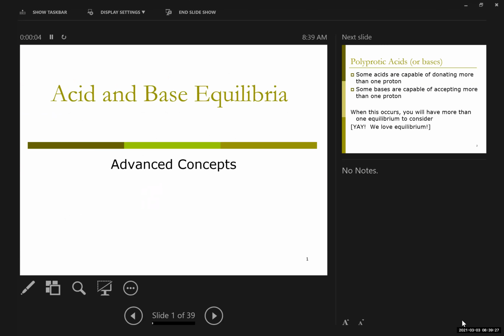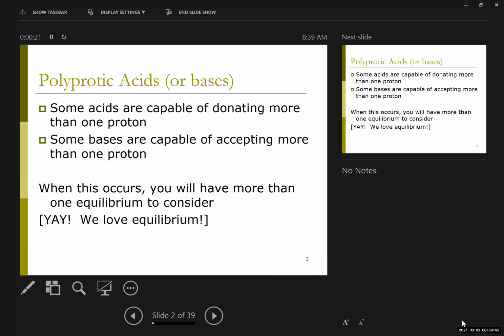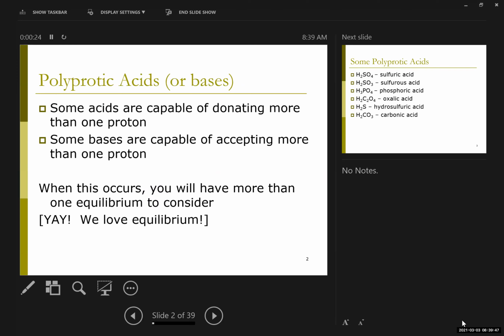Right. And so I can do somewhat more advanced things with it, but they're really not much more advanced, because in the end, they're all just equilibria, and all equilibria problems have three parts. Even if I have multiple things going on, which I just did: I had ammonia reacting with water and I had water reacting with water. I solved them separately.